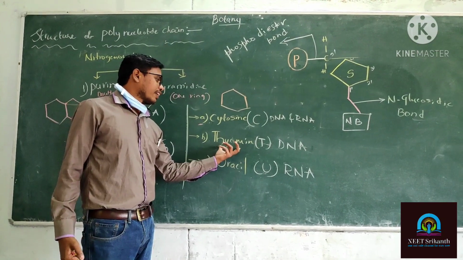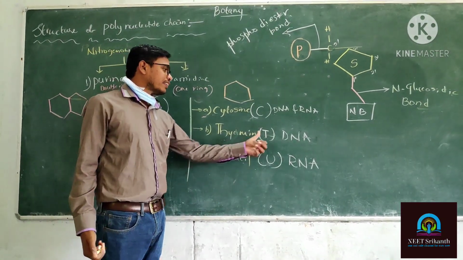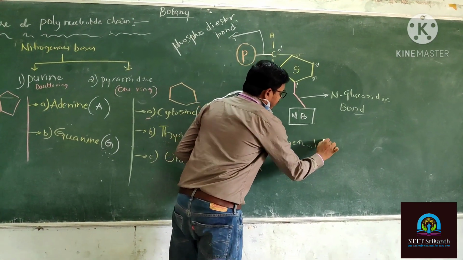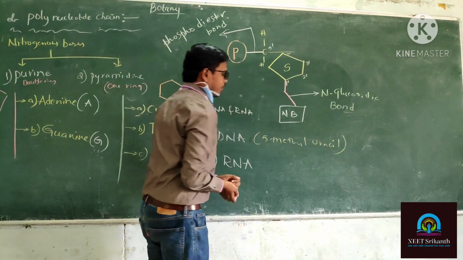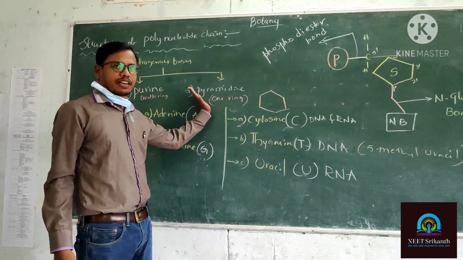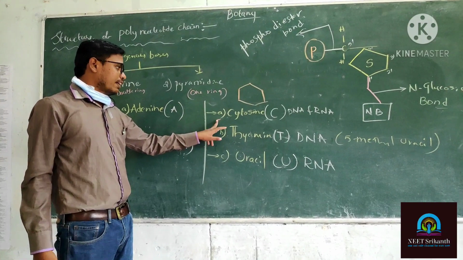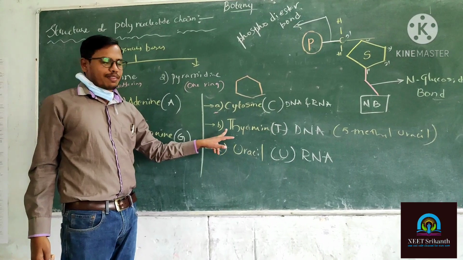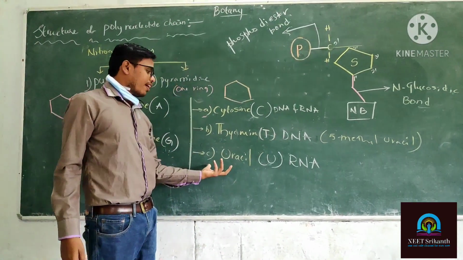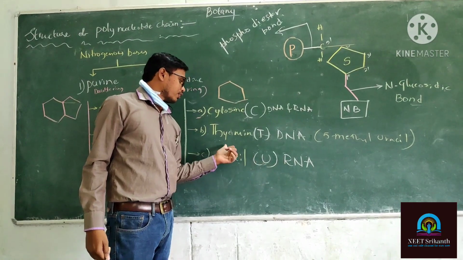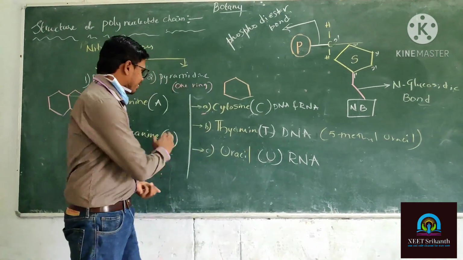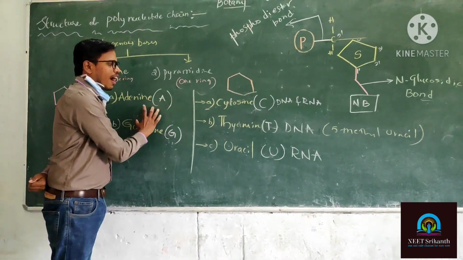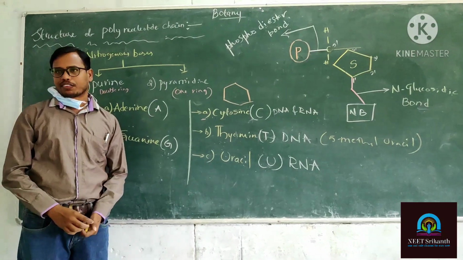Okay. What is the other chemical name of thymine? 5-methyl uracil. Okay. So how many pyrimidines are there? There are three types. One is cytosine, which is present in both DNA and RNA. Thymine is only present in the DNA. And uracil is only present in the RNA, instead of thymine. These nitrogen bases, purine and pyrimidine, always bind with hydrogen bonds.